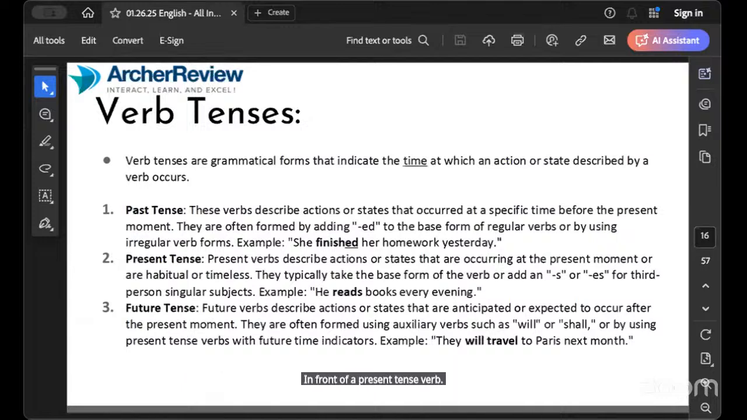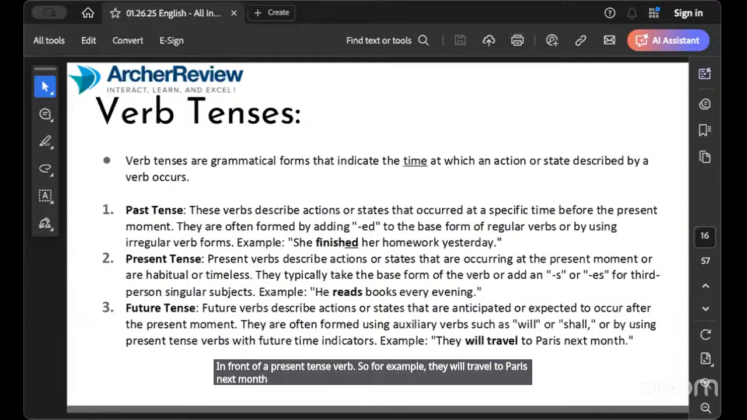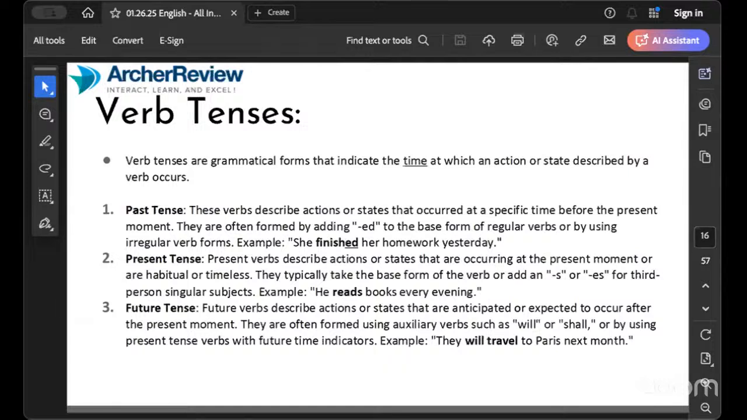So for example, they will travel to Paris next month. It's going to happen in the future. So, will travel. We're adding on that will to give it that future tense. Okay. Everybody with me so far?